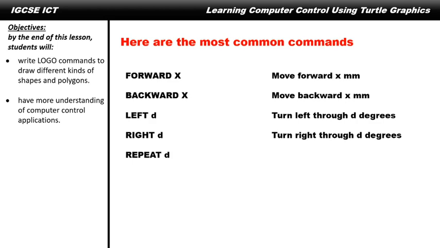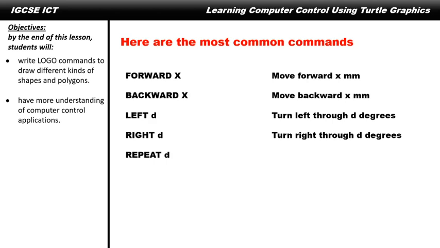So you also have left D and right D. The left and right commands are used to turn through D degrees, a certain degree. If I say left 90, the turtle is going to turn through 90 degrees towards the left. And if I say right 90, the turtle is going to turn through 90 degrees towards the right. So that's how the left and right directions work.